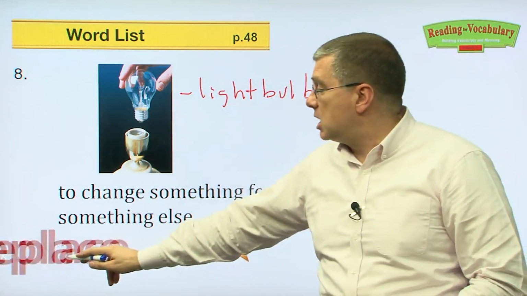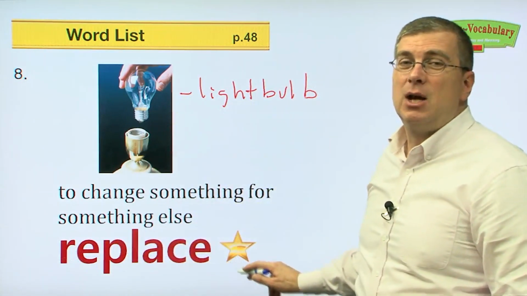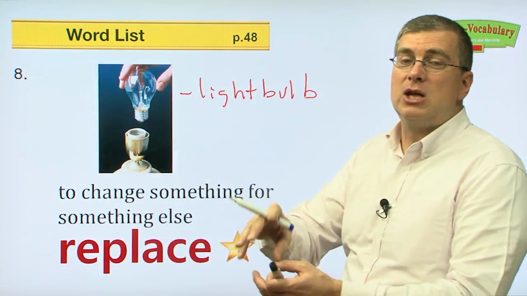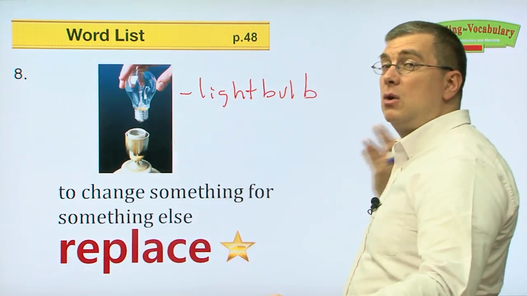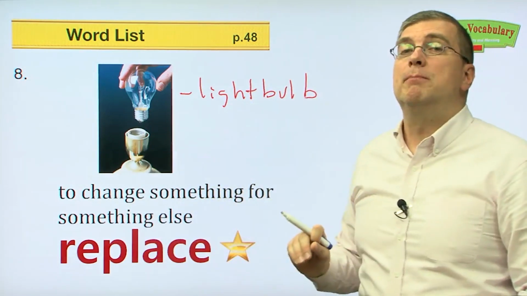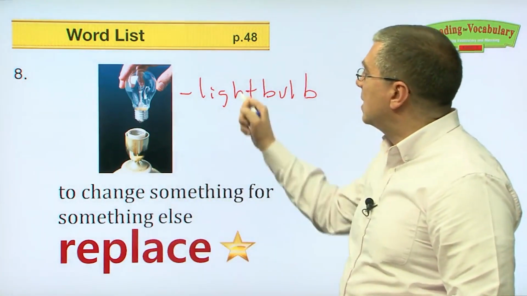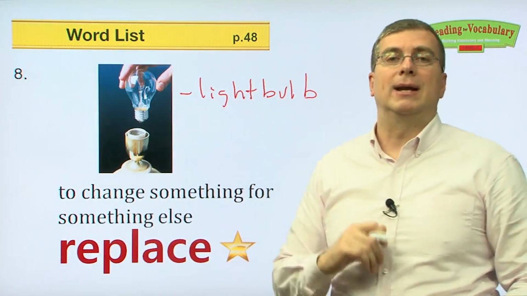What are you doing? You are replacing. Replace the old one with a new one. You replace the old one, get rid of the old one, put a new one, you replace it. Replace the old light bulb with a new light bulb.